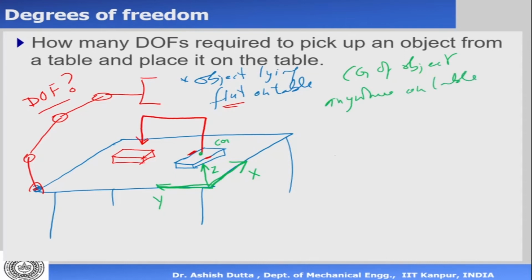What is the meaning of this? This is English language. So anywhere on table means the object CG has a coordinate X, Y. Let's say it's on the ground. Let's ignore the Z now. Let's say it has coordinate X and Y, which is lying on the table.